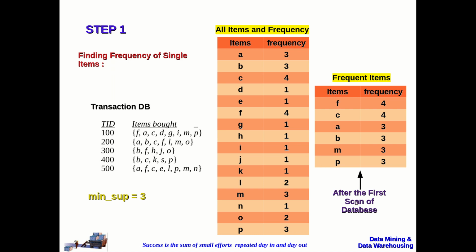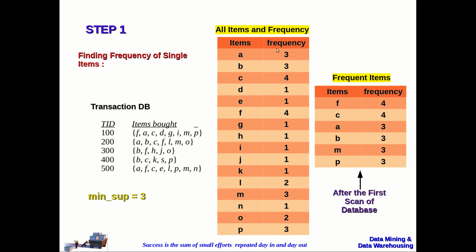After the first scan of the database, when you are counting the support value of each item, we scan the transaction database. How many times is A appearing? Here it is 1, 2, then 3. Again for B, scan the transaction database. Again for C, scan the transaction database. So we scan the transaction database once, and then the frequency of each item will be considered.